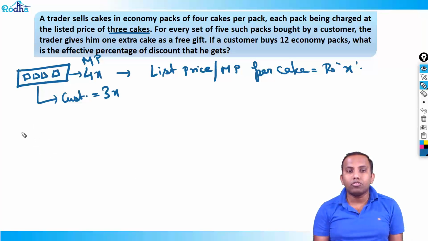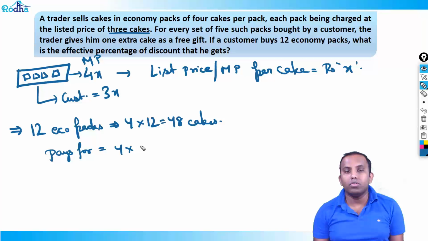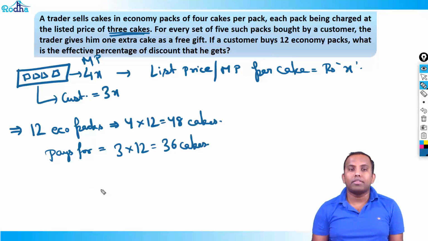So see, if 5 packs he bought, right? So 12 economy packs. 12 packs he bought. So he bought 12 economy packs. So it contains 4 into 12, 48 cakes. But he pays for only 3 into 12 because every pack he's paying for only 3 cakes, right? So 3 into 12, that is 36 cakes. So he's paying for 36 cakes, right?